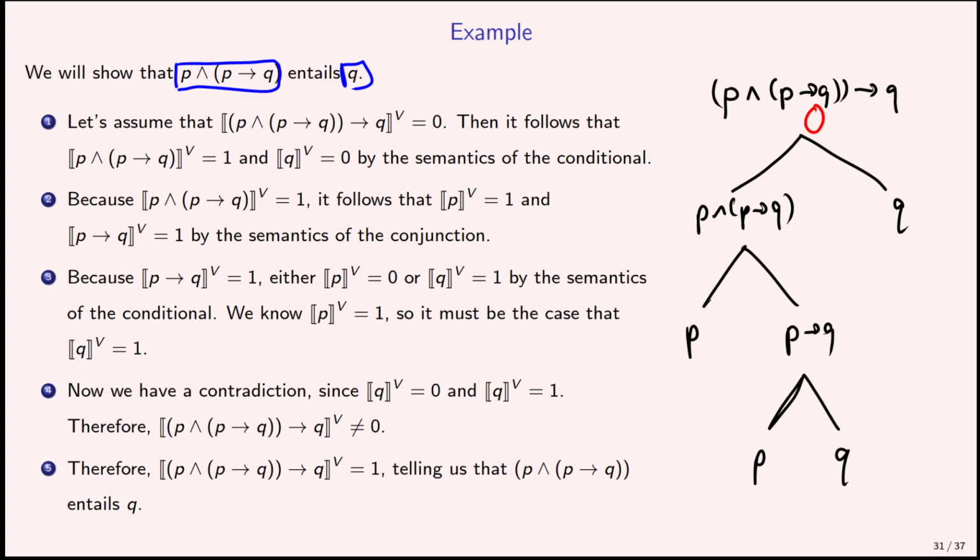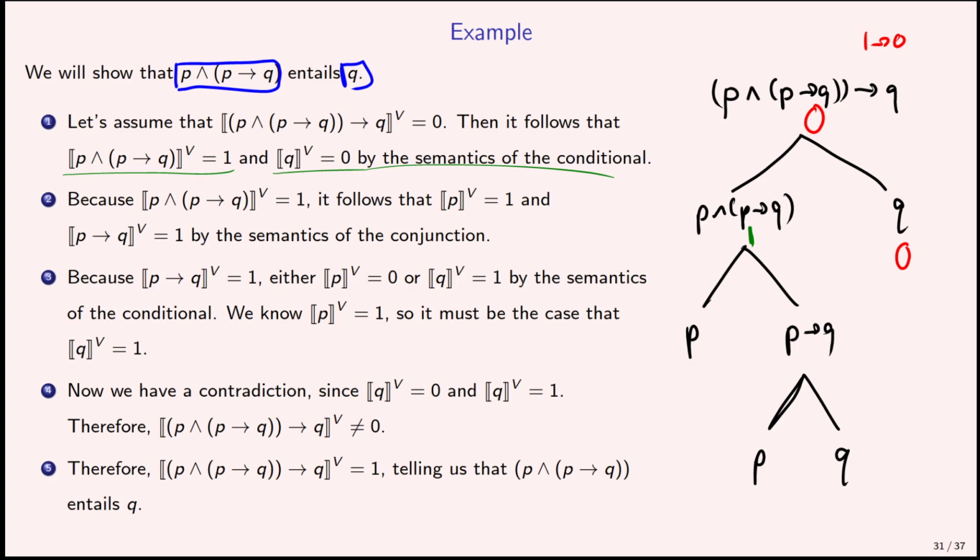So what this means is that we're going to have 1 arrow 0. So P and P arrow Q will be true, and Q will be false. That's our assumption. So by the semantics of the conditional in line 1, we have that P and P arrow Q is true and Q is false. Okay, let's take a look at the next step.